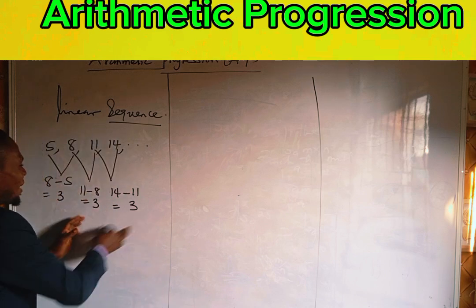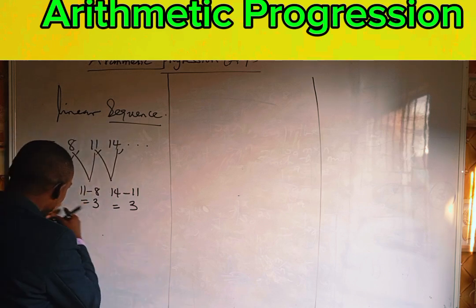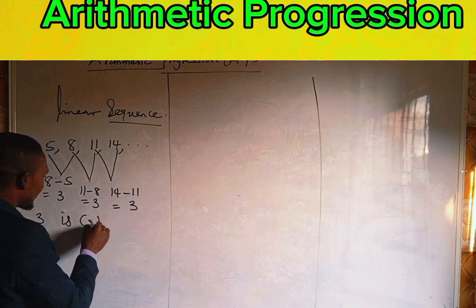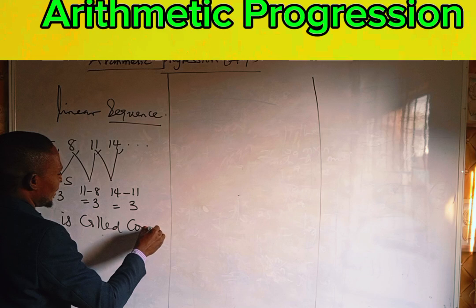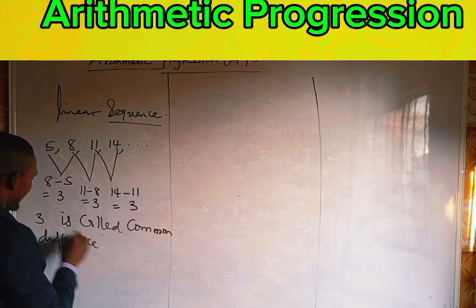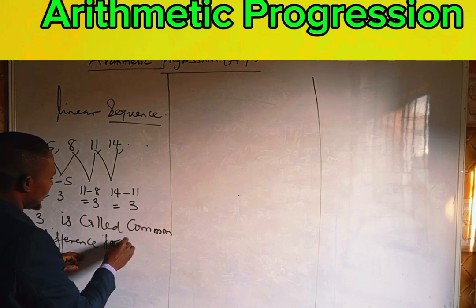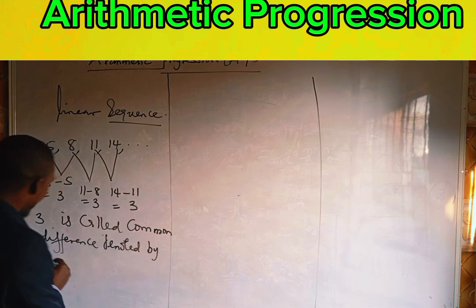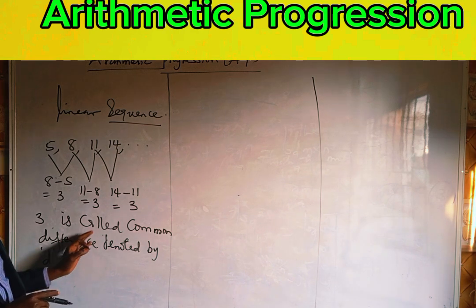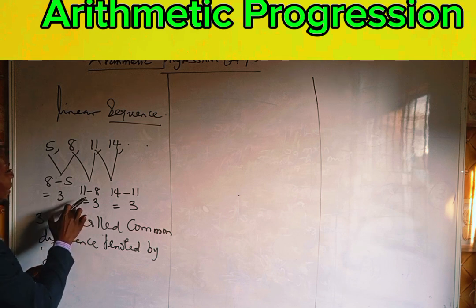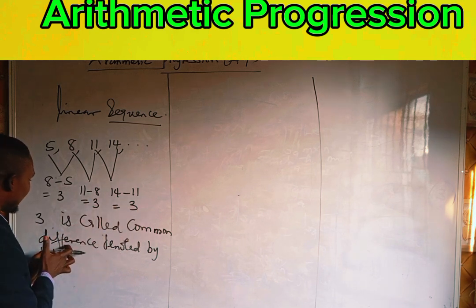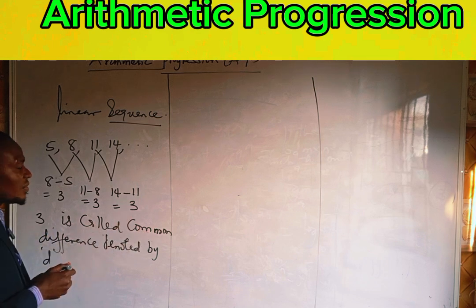Very good. Now, this difference, this 3 here, is called the common difference, denoted by small letter d. Why is it called common difference? Because the difference is the same. The difference is common. That is why they attached the adjective common. Did you get it now?